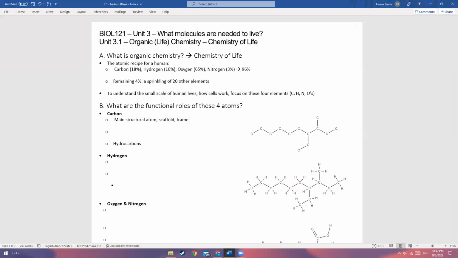So from house to house, you might have different furniture, different paint, different tile, but at the base of all of that, you're still looking at a frame or some type of bare structure holding up the house. And that's really what carbon plays a role as in organic chemistry. It's very versatile and can be put together in millions of ways.